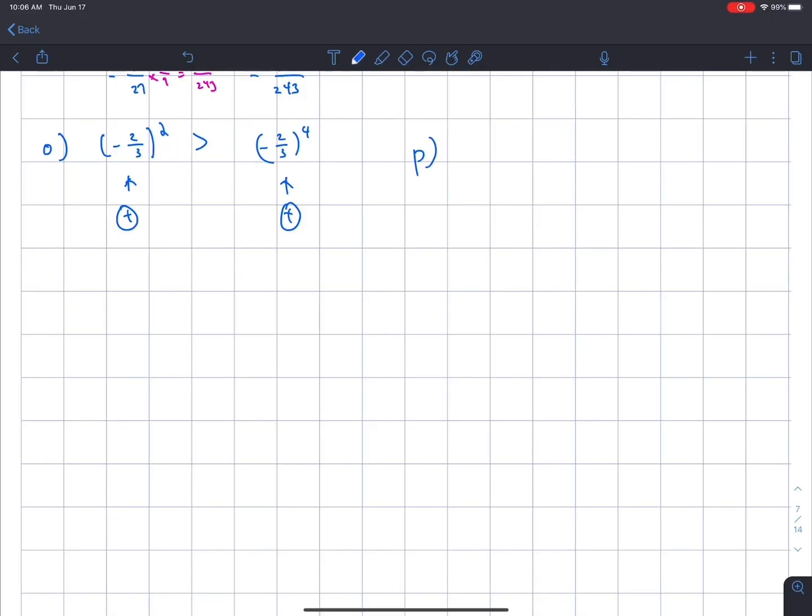Next, negative 3/2 squared, negative 3/2 to the power 4. So they will both be positive because both are even exponents with a negative base. The base here will be bigger than 1. So the bigger the exponent, the bigger the value.